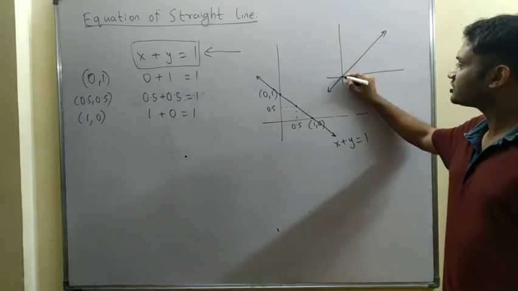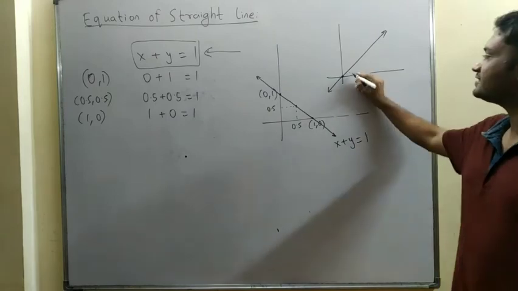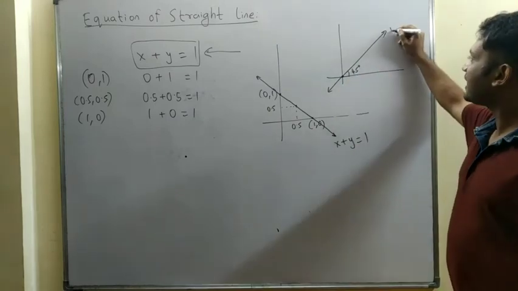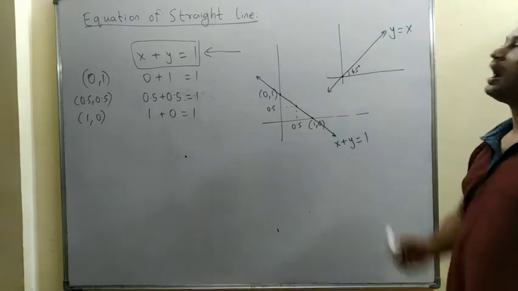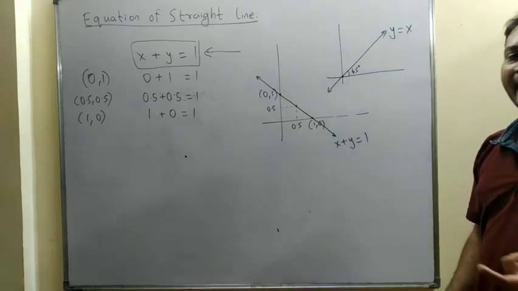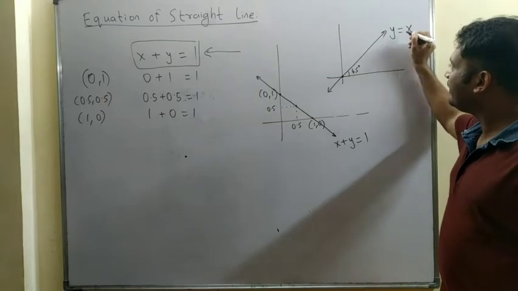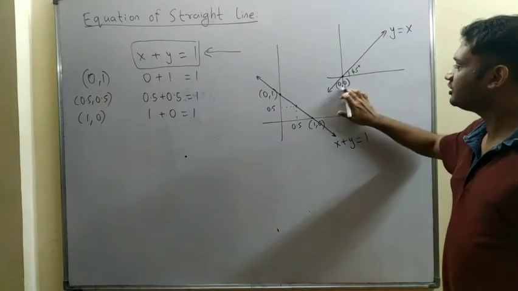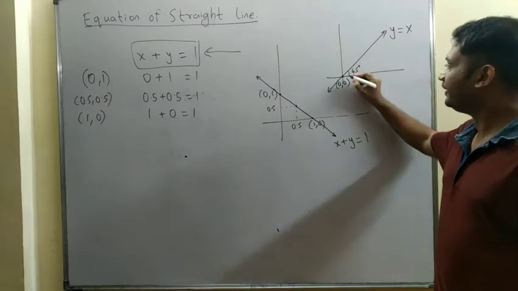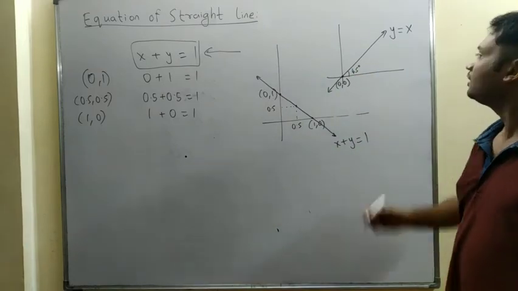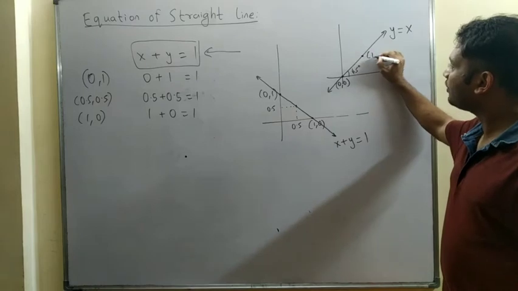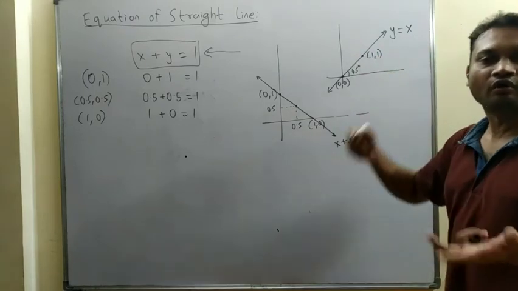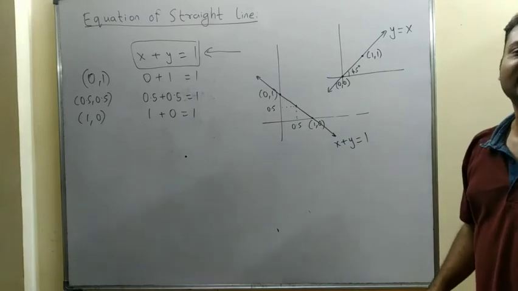Let us say we have another line. This is a line which is passing through the origin. Let us say it makes 45 degrees. So in that case, I can say its equation is y is equal to x. Why? Because we can have various points: (0, 0), y is equal to x, 0 is equal to 0. So this point is satisfying that equation. Another point, let us say (1, 1), x and y both are equal. So (1, 1) also satisfies the equation of the line.